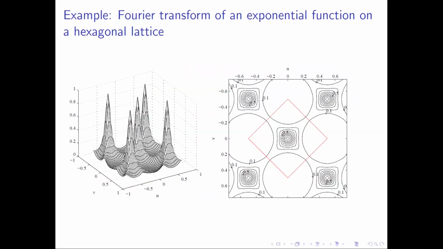This slide shows the Fourier transform of a real exponential function defined on a hexagonal lattice. On the left, we see a perspective view, and on the right, there is a contour plot of this Fourier transform. Several periods of the Fourier transform are shown. And in this case, we see the reciprocal lattice is also a hexagonal lattice. The Voronoi unit cell is shown on the right in the red diamond-shaped region. So this is one period of the Fourier transform. The details of this example and others are in the book.